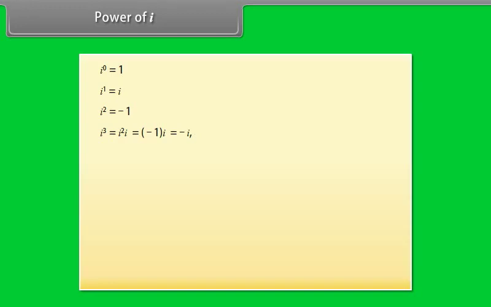We get minus iota. Similarly, iota raised to power 4 is equal to the square of iota square, which is minus 1 whole square, which is equal to 1. Iota raised to power 5 is equal to the square of iota square into iota, which is minus 1 square into iota, which is equal to iota.